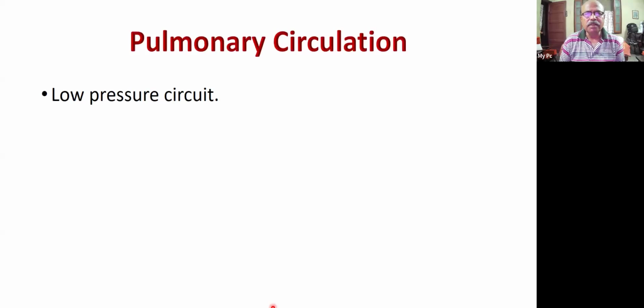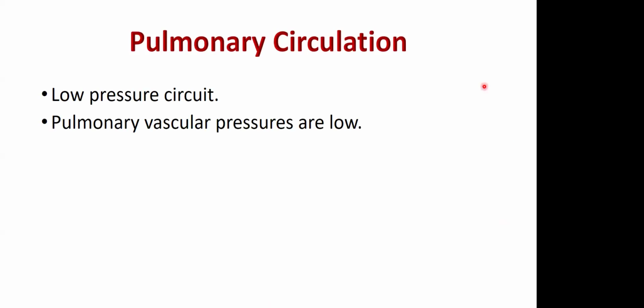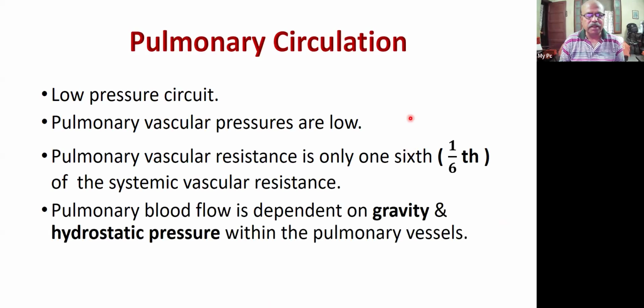Now, we know the pulmonary circulation is actually a low pressure circuit. Pulmonary vascular pressures are low, and the pulmonary vascular resistance is only 1/6 of the systemic vascular resistance, and the pulmonary blood flow is dependent on the gravity and the hydrostatic pressure within the pulmonary vessels. These are the two determining factors which govern the flow of blood in the pulmonary circulation.